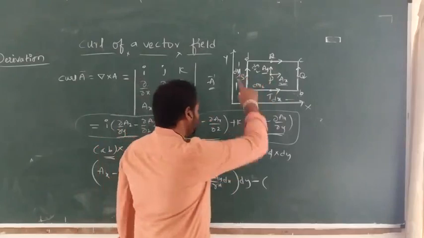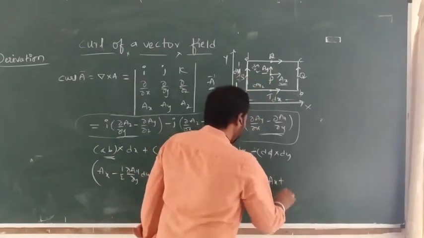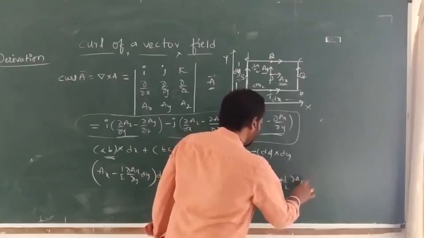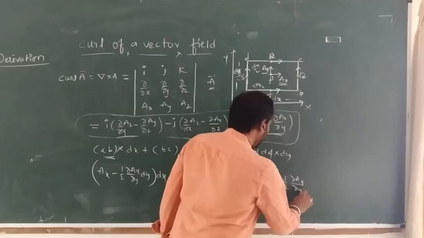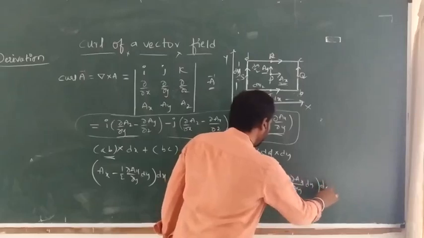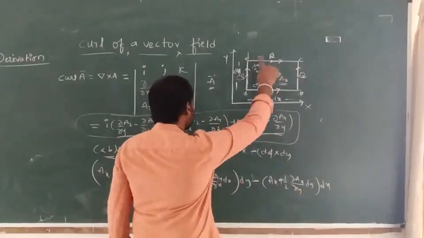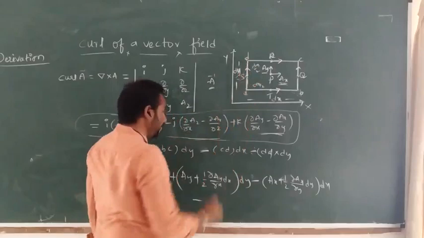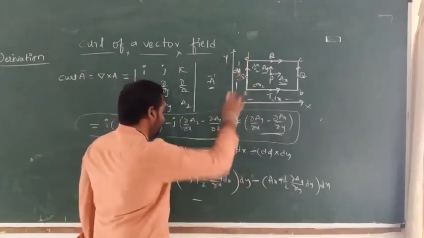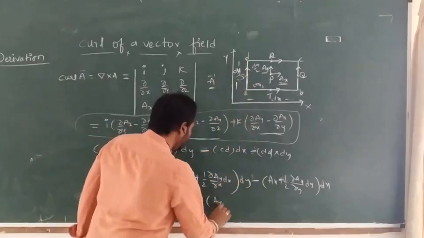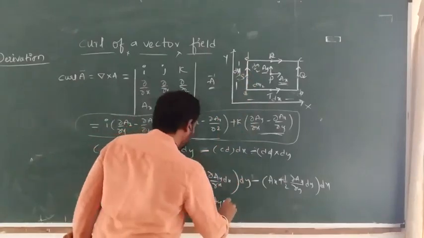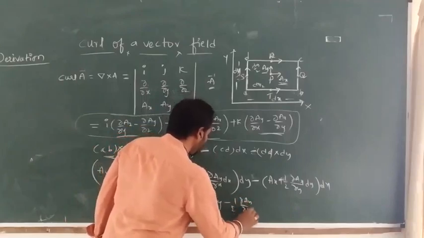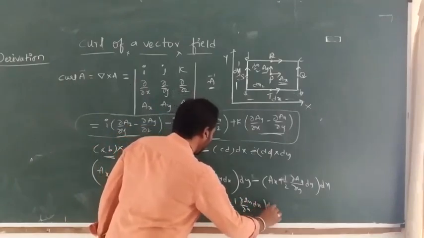That's why we are taking CD as a negative component. What is the value of CD here? Ax plus half dou Ax by dou y into dy, into dx, because this is dx. Now similarly, we have the last one, DA. DA is how much? We got Ay minus half dou Ay by dou x into dx, into dy.